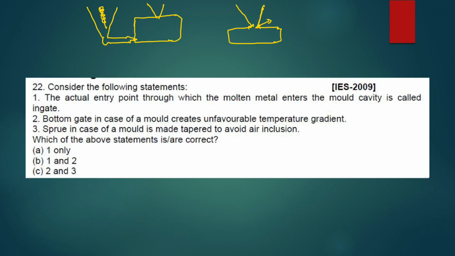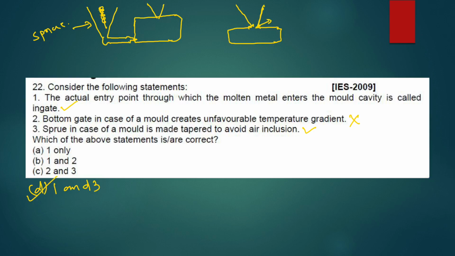Then sprue in case of mold is made tapered to avoid air inclusion. Correct. So from the options, in gate is correct. Then bottom gate in case of mold creates unfavorable temperature gradient. No. And sprue in case of mold is made tapered to avoid air inclusion. This is sprue. This is correct. So 1 and 3. Option D is your answer.